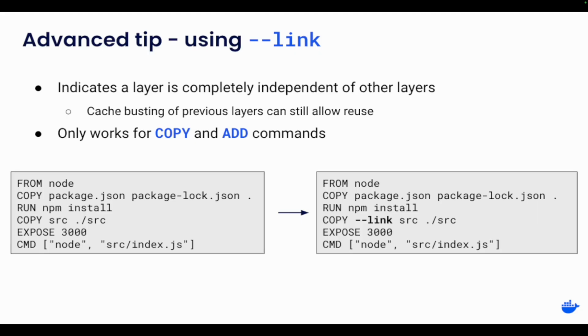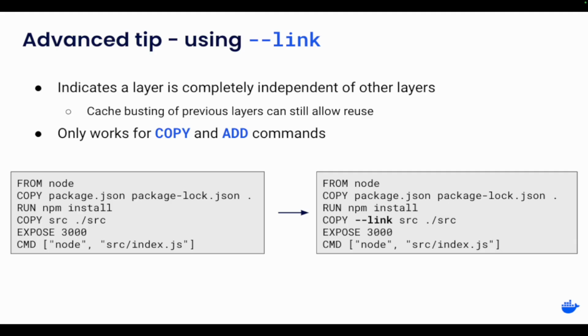Now let's take that one step further. Let's say that the source that I'm copying in is purely source. It's HTML files or whatever it might be. And that particular layer is not going to be interacting with any other layer. So I'm not going to compile it later on in another step or anything like that. It's simply a set of files that are going in there. I could use the link command to basically say this layer is independent of any other layer. Don't invalidate the cache even if this particular step is different.